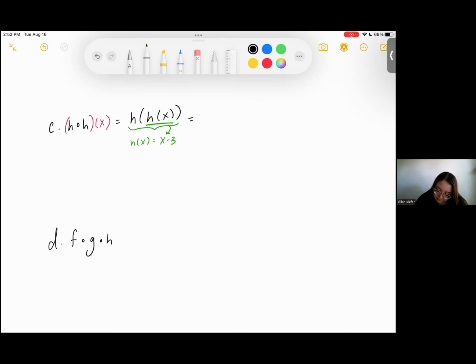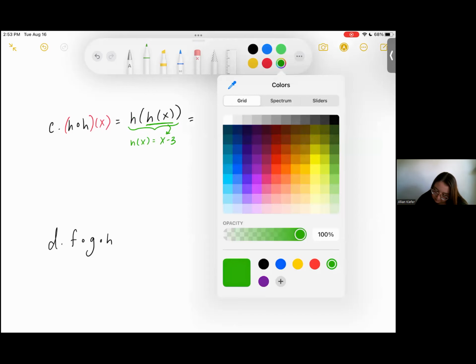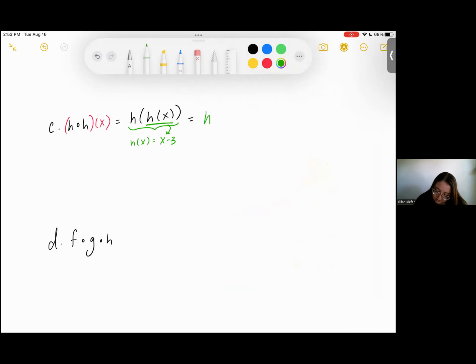So this will be equal to h of x minus 3. So within our function, we have h of x minus 3. Since we replaced the original x in h of x with another h of x, and once again, we know what h of x is. H of x is equal to x minus 3. We'll replace it again.